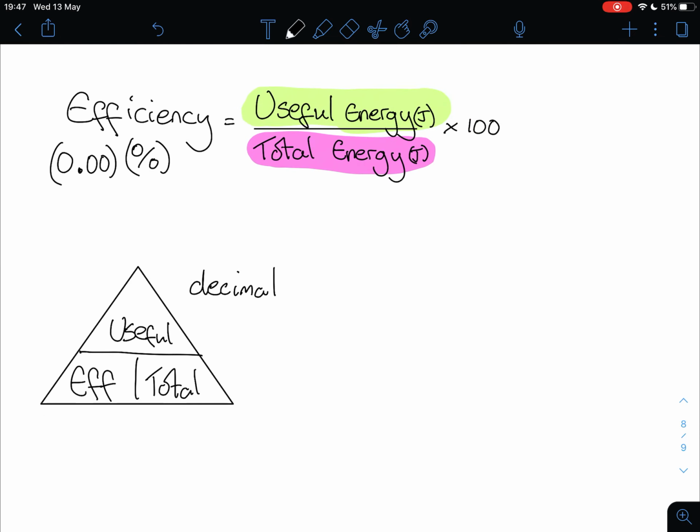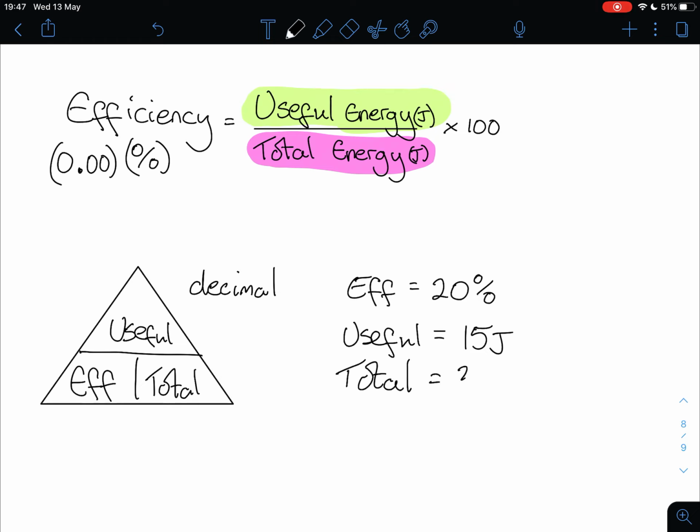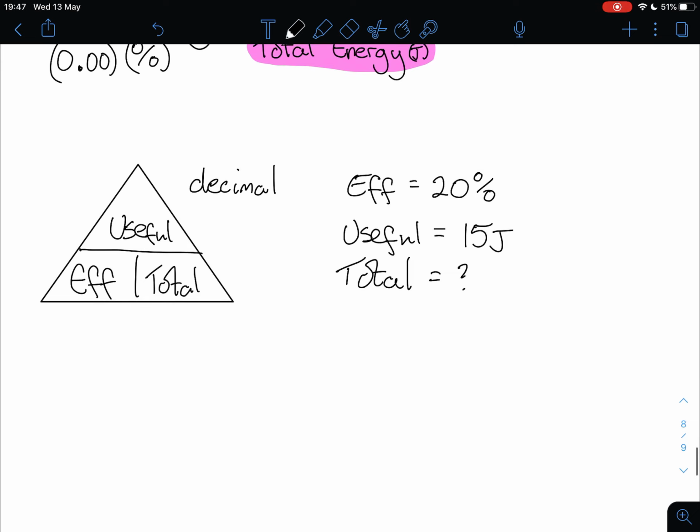So, for example, if we had a machine that had an efficiency of 20% and the useful energy that went in was 15 joules, and the question was what's the amount of total that you put in, then we can use this triangle. So let's put it in. So we'll do a triangle. I've given up trying to do it computerized. I'll just draw it scruffy. Let's get the efficiency in.